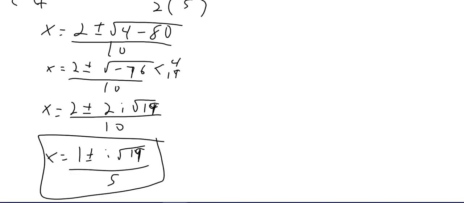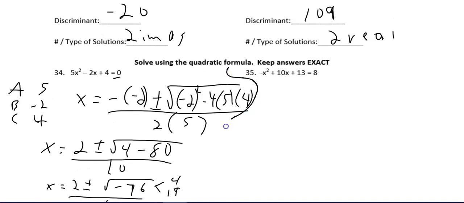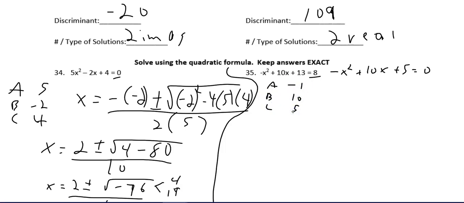All right, and the last final one. Notice, not set equal to 0, so we're not ready to go yet. We need to rewrite this as negative x squared plus 10x, 13 minus 8 is 5. Now I can identify A, B, and C as negative 1, positive 10, and 5.